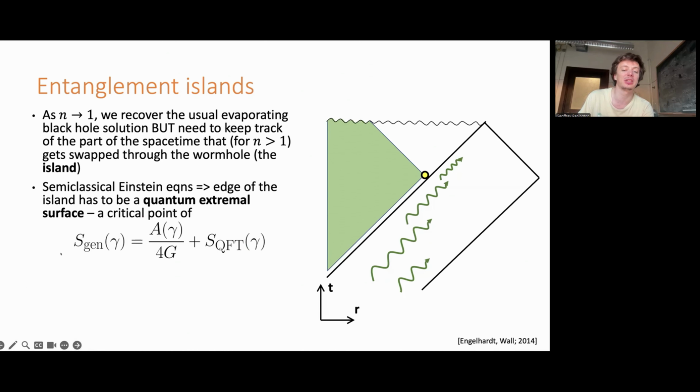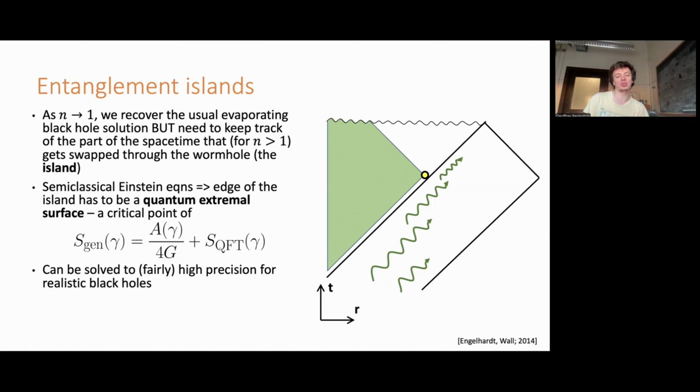This formula is called generalized entropy. And you can show that the Einstein's equations tell you that perturbing this yellow dot has to leave this quantity fixed. So it's the area of the yellow dot, which is a two-dimensional surface, plus the entropy of all this stuff. Then you move the surface a little bit. In general, that quantity would change, but you can find some surface where it stays constant. And this is called the quantum extremal surface.